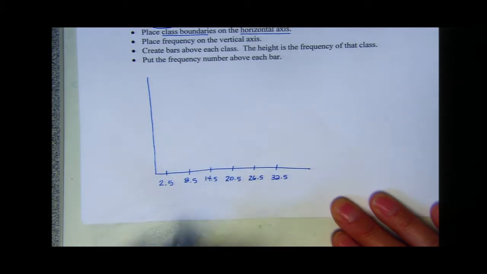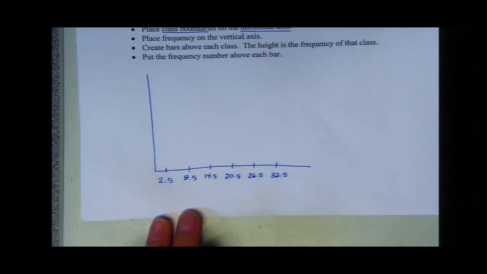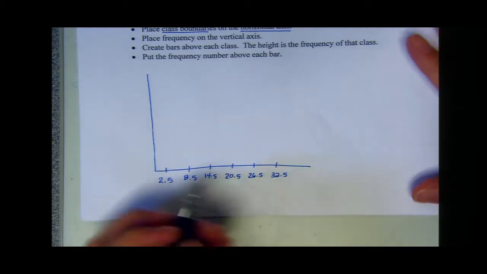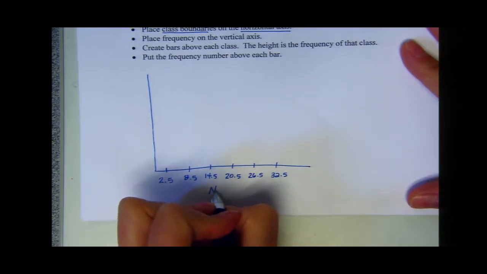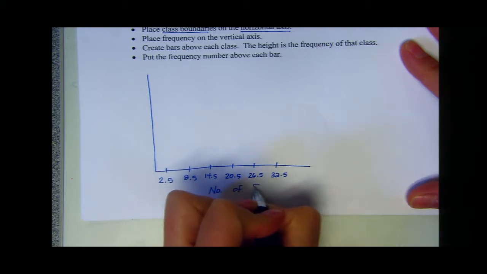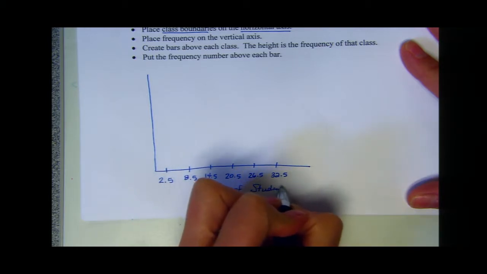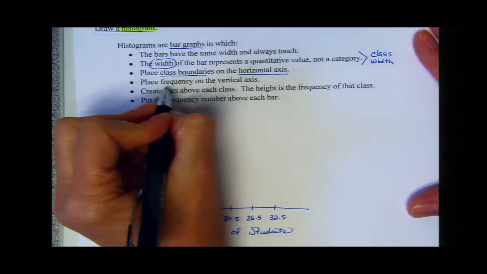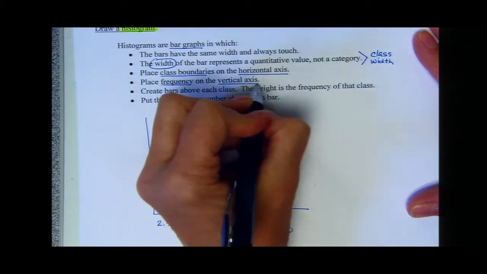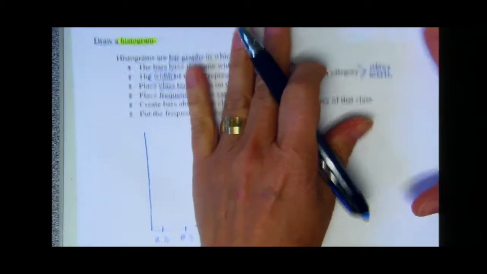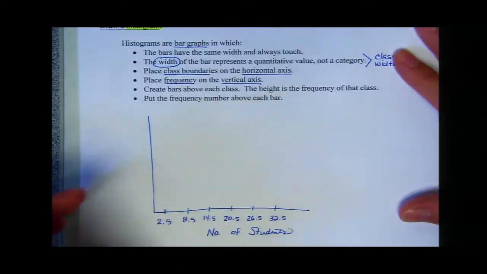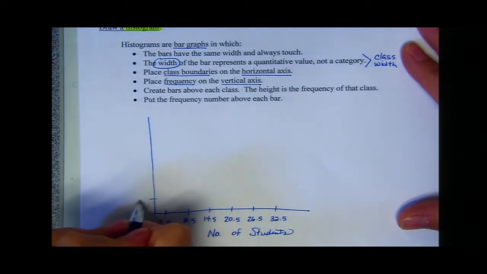And I'm going to go ahead and label this axis because I have to label my graph. I've already established that this is your class boundaries, which is your number of students. All right, then it says place the frequency on the vertical axis. So here's my vertical axis. Here's my frequency. The largest number is 10, so I'm going to go by 2s.